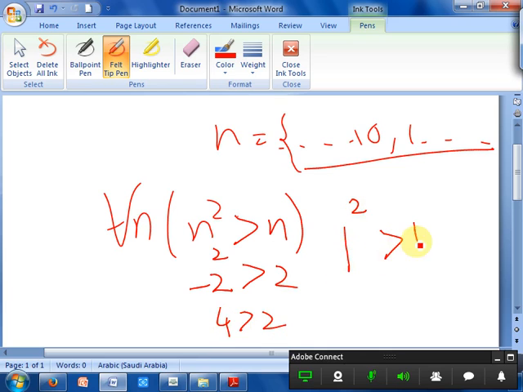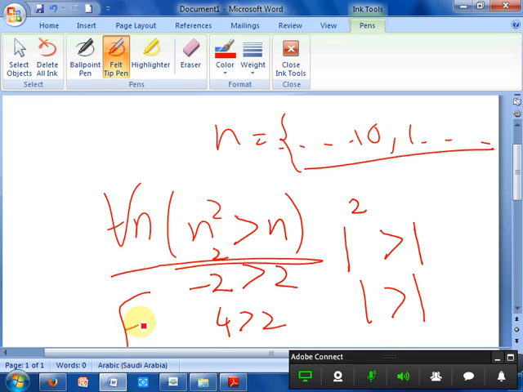1 square greater than 1. What is 1 square? Is 1 greater than 1? Is it true? So this statement is false. The 0 is also false. Clear? Try 0, try 1.